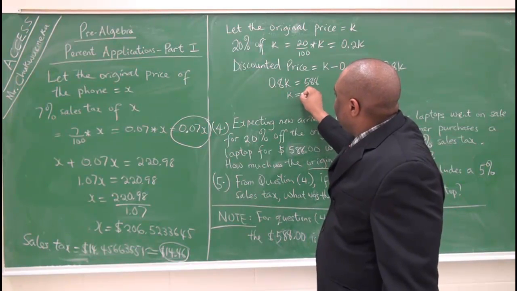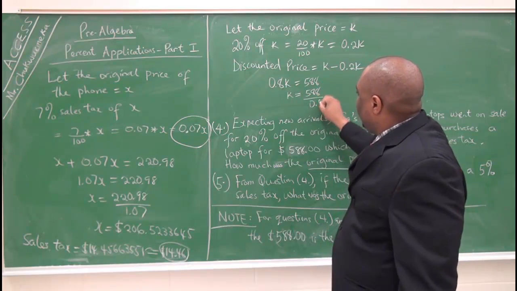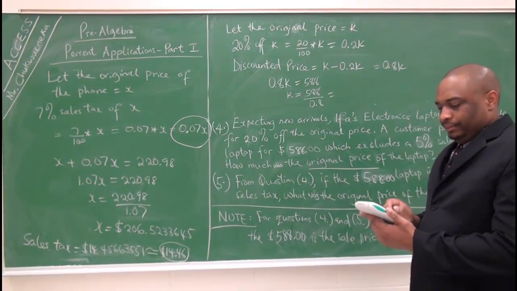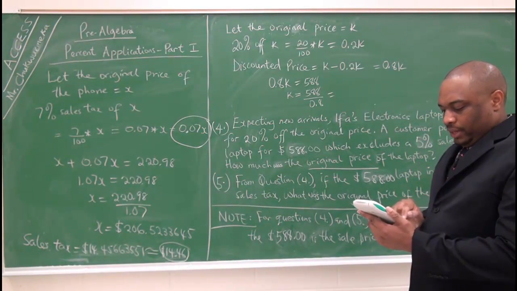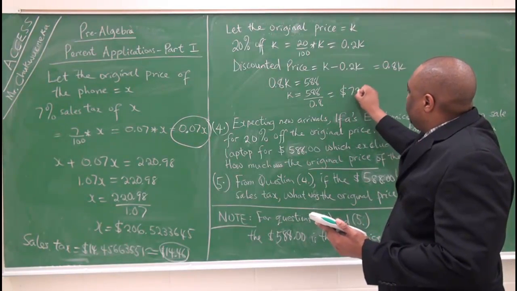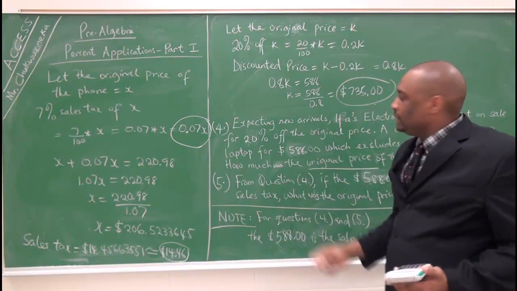So you divide both sides by 0.8. K will be 588 divided by 0.8. And what does it give us if we do that? 588 divided by 0.8 will give us $735. So this is the original price.